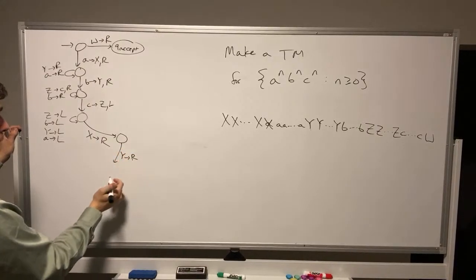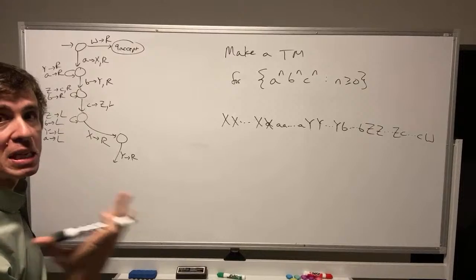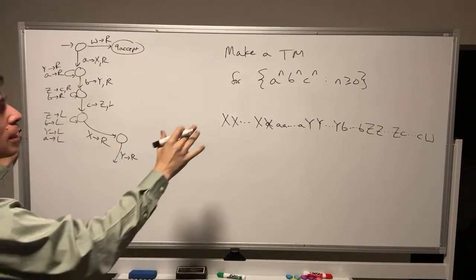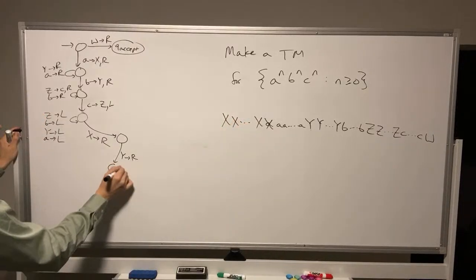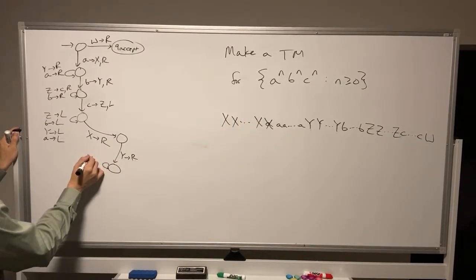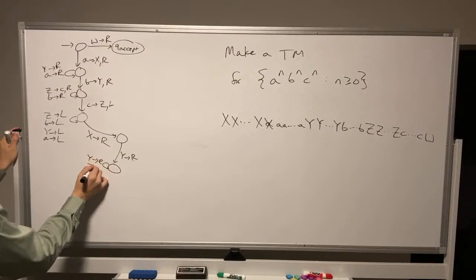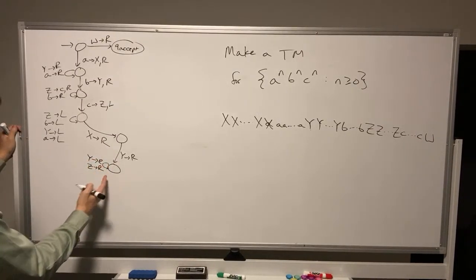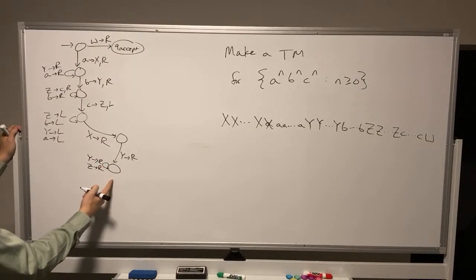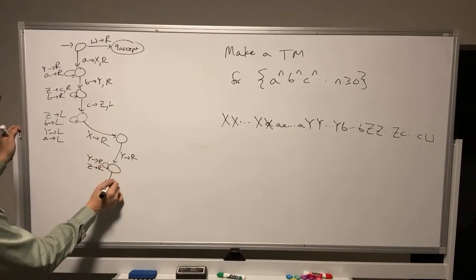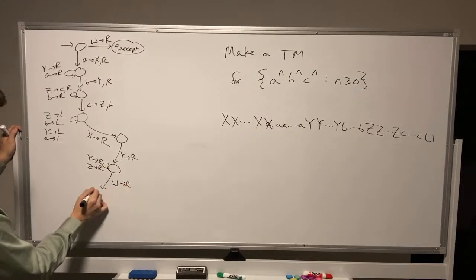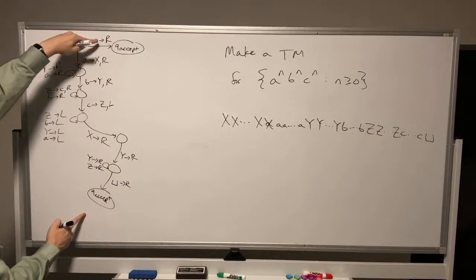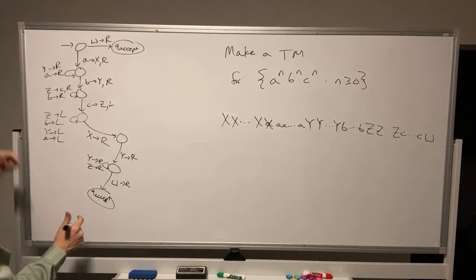If I see a Y, then at this point we should see no more Y's or Z's, no more B's or C's. So here I'm just going to zoom past all of them. And then if I see a blank after the fact, then we're done. So we should accept at that point. And of course, these two states are exactly the same. Okay.